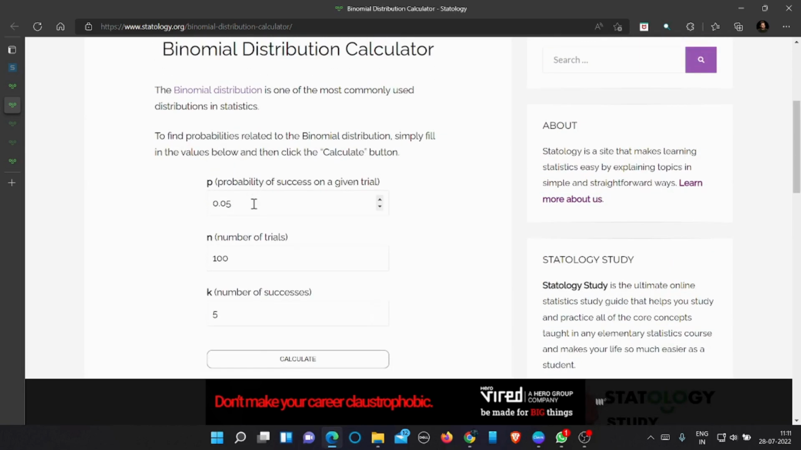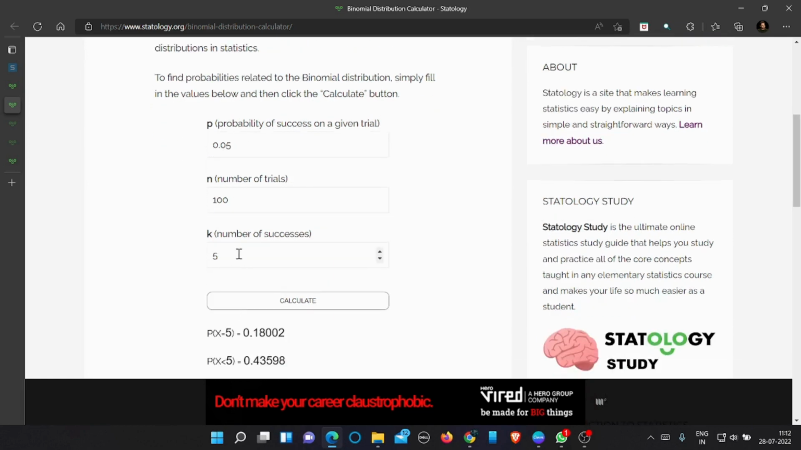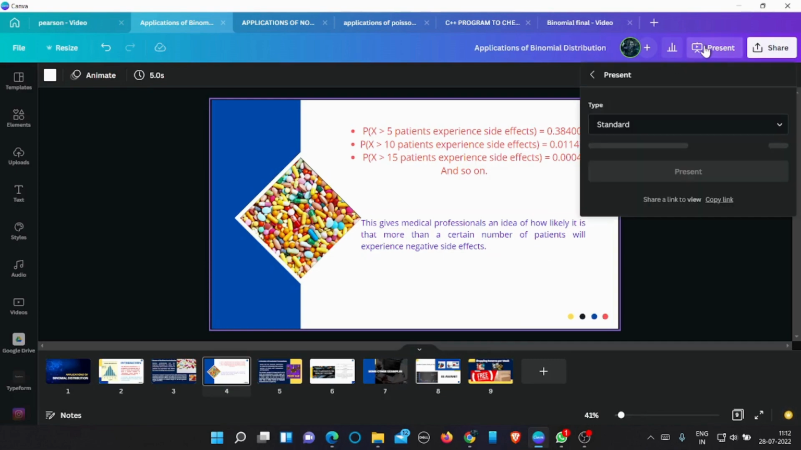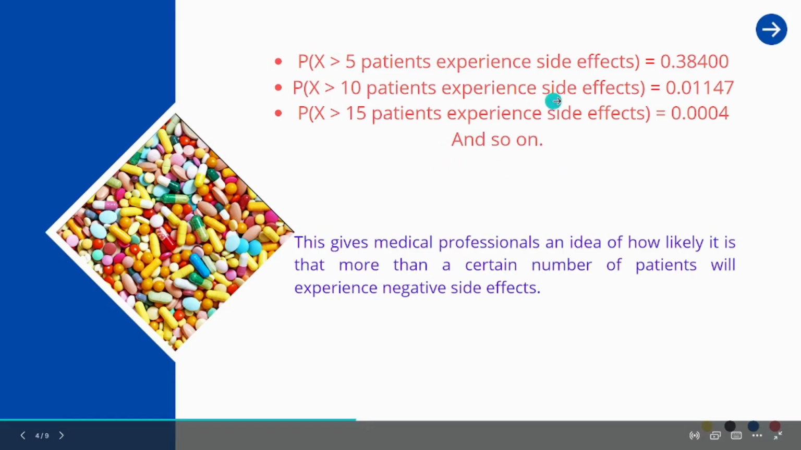Here we are calculating for P(x > 5) patients. The probability of success on a given trial is 0.05, that is, 5% of adults experience side effects. The number of trials is 100 and we are calculating for P(x > 5). After entering the values, let us calculate. We get P(x > 5) as 0.38400.